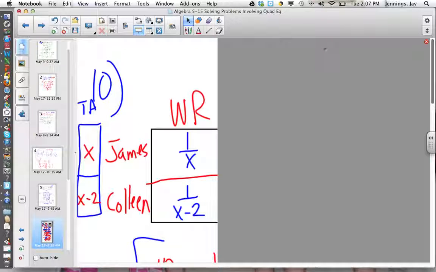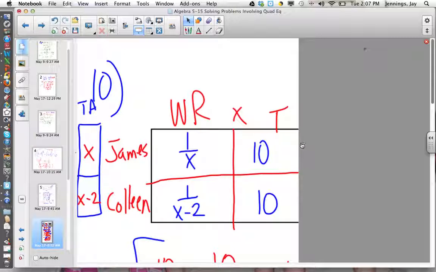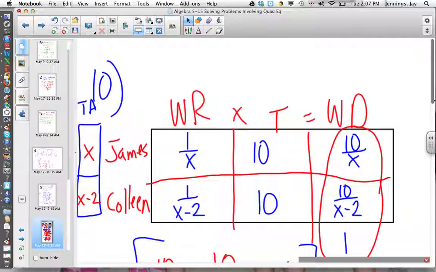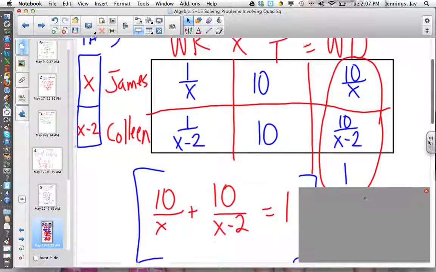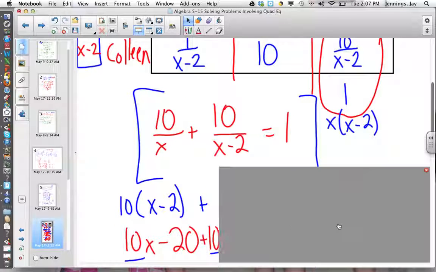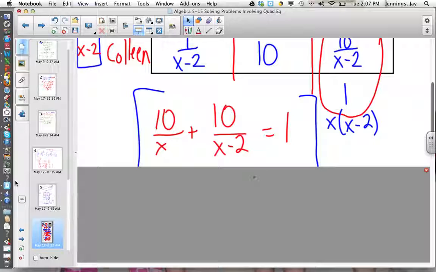So we take the reciprocal of their time alone in the work rate column. They tell us the time is 10. We multiply across. They finish the job in 10 hours, which means that this is going to add up to be 1. And now we get a problem that we saw in Chapter 7. Remember, we can multiply through by the LCD because it's an equation. So we multiply through by x times the quantity x minus 2.